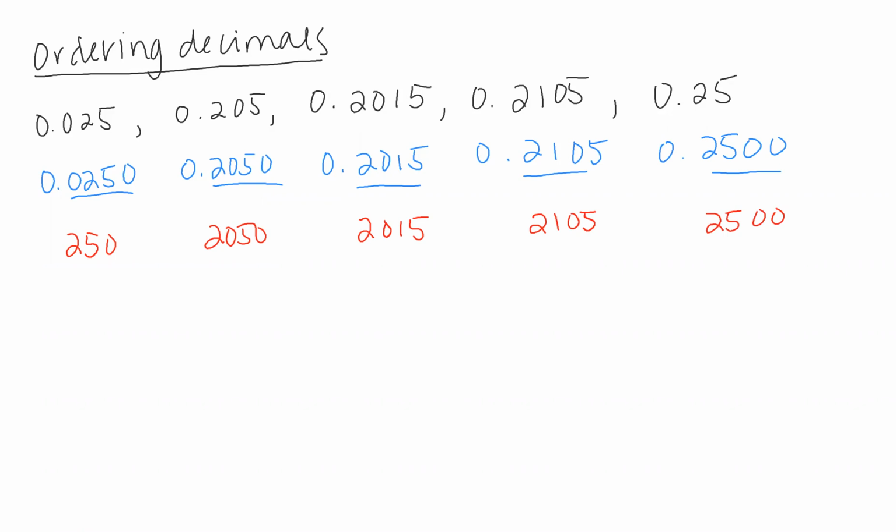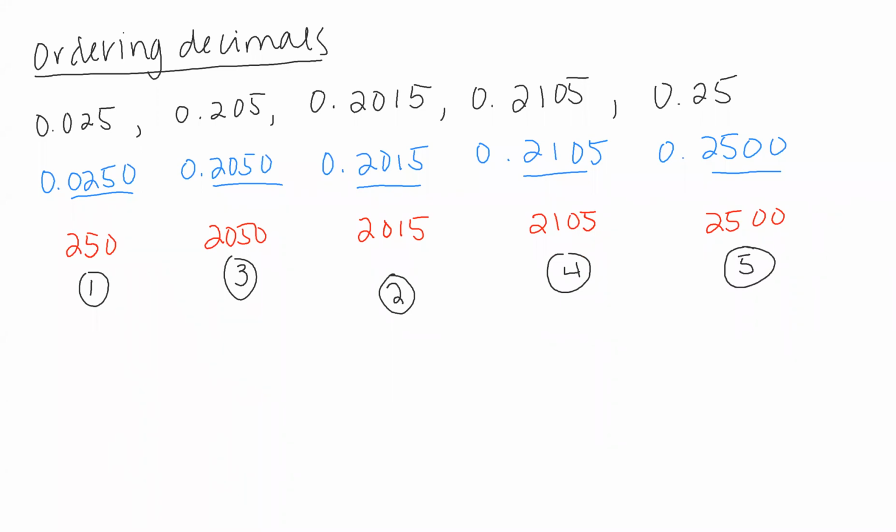Okay, so now we want to find the number that is the smallest. So I'm going to start numbering these 1 through 5, 1 being the smallest, 5 being the largest. Well, 250 is the smallest, so that's going to be my first number in line. Next, I have 2015. That's going to be my second number in line. And then I've got 2050, 2105, and then 2500. So next would be 2050. And then for my last 2 numbers, I have 2100 versus 2500 and something. So the 2100 and something is way less than the 2500 and something.